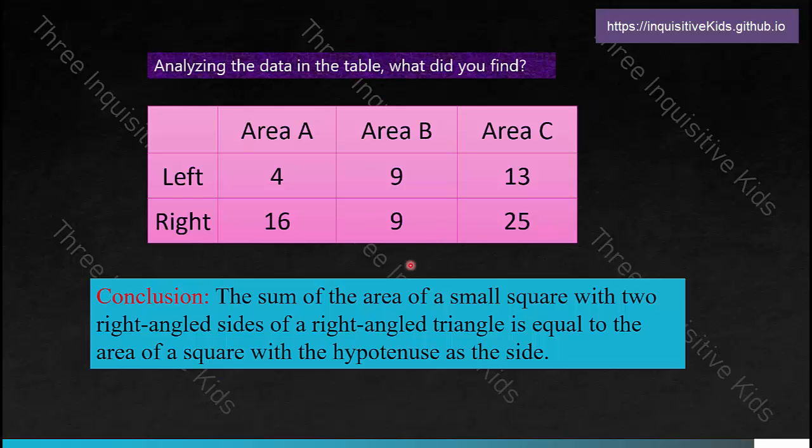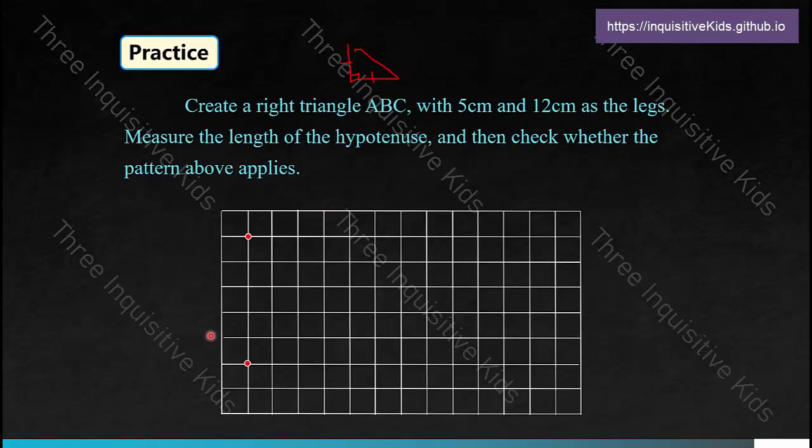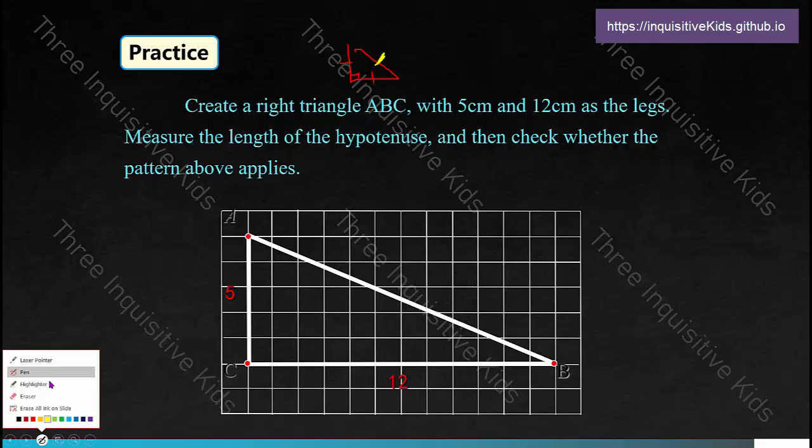So last time we had this conclusion, and I want you to create a right triangle ABC with 5 centimeters and 12 centimeters as the legs, and then find the hypotenuse of your right triangle and check if the pattern we just found applies to this. Back? Okay, let's see what this did. This is 5 centimeters and 12 centimeters. So to use the 3 methods to calculate the hypotenuse, which means this right here, the longest diagonal side in a right triangle, would be 13.